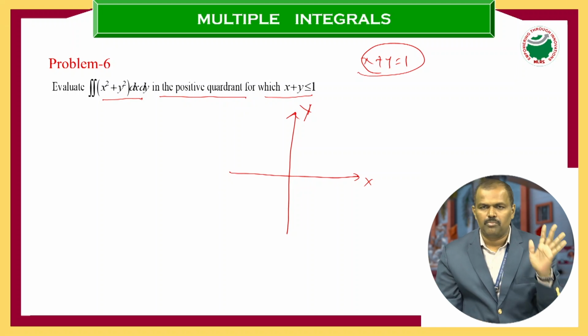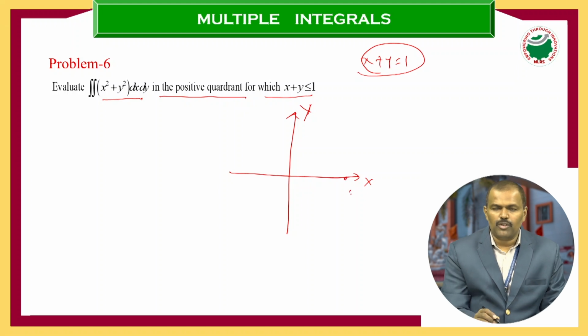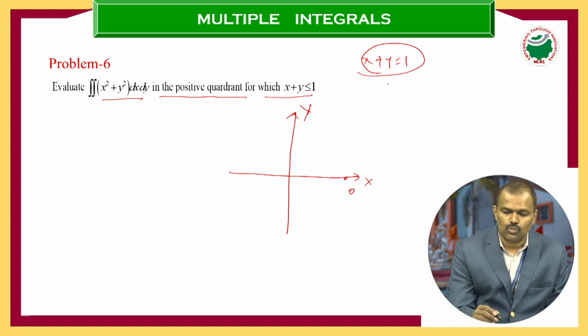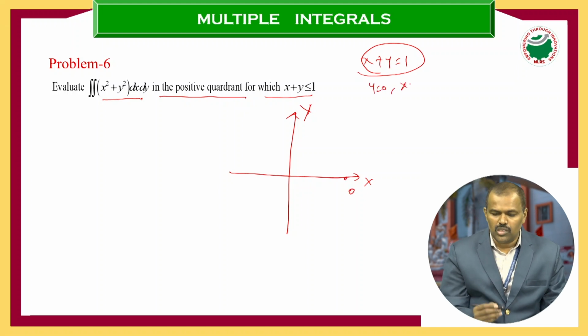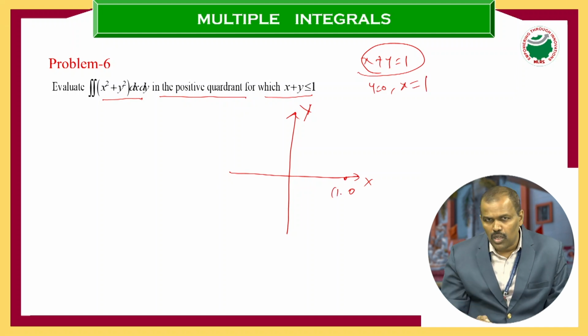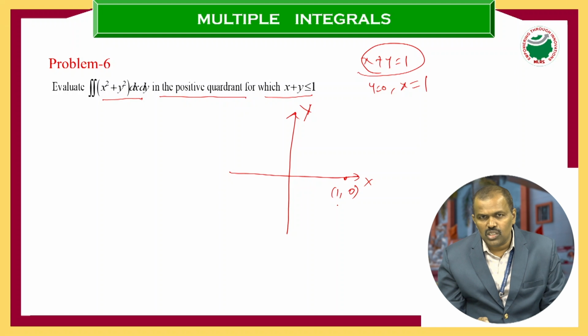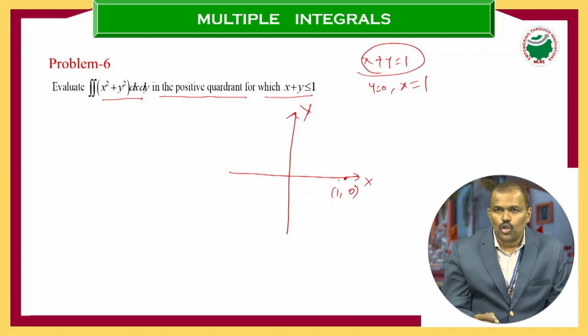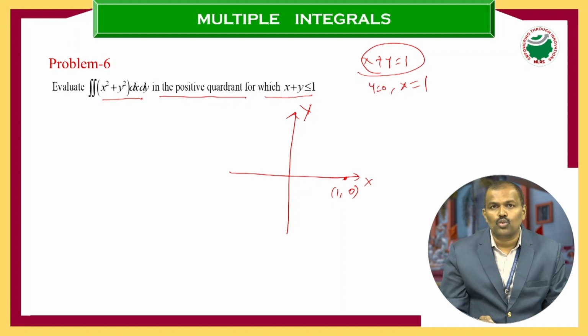That's very clear. And as per the given statement, x plus y is less than or equal to 1. That means here we have one doubt: do we have to consider the part below the line or the part above the line? Above part means x plus y greater than 1. Below part means x plus y less than or equal to 1.